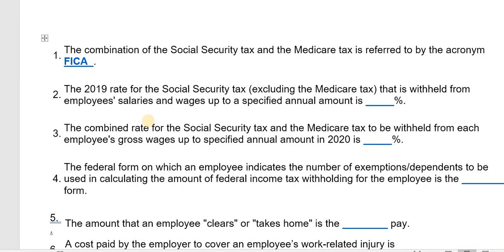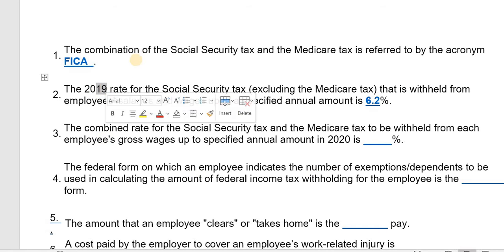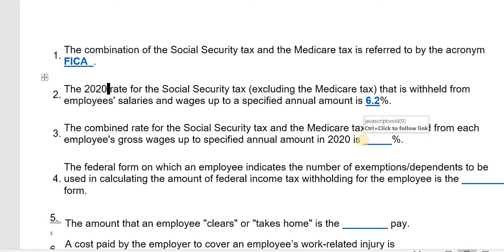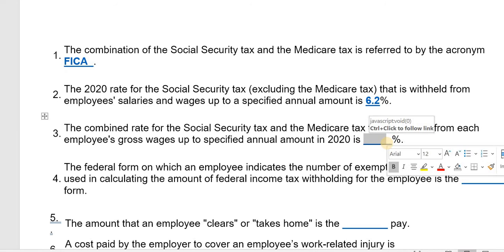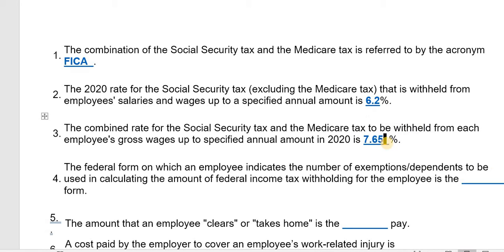Number 2, the 2019 rate for the Social Security tax is withheld from your tax up to a specific amount. Actually, it's 2020 also. It's 6.2%. It hasn't changed any, so we'll make that 2020. Number 3, the combined rate for the Social Security tax and the Medicare tax to be withheld from each employee's gross wages up to the specific amount in 2020 is the same as it has been for a while, 7.65%.